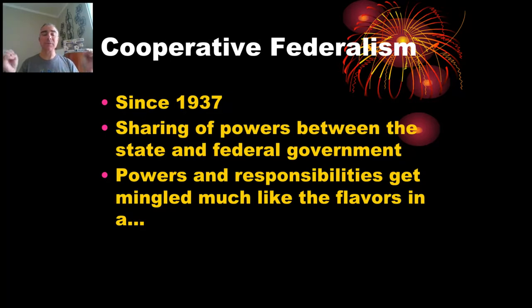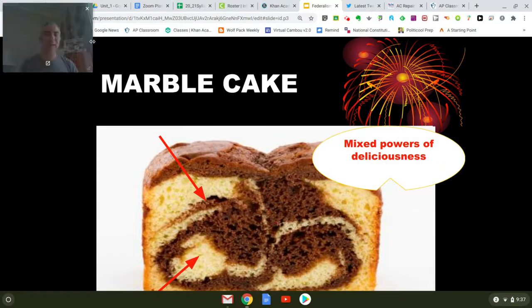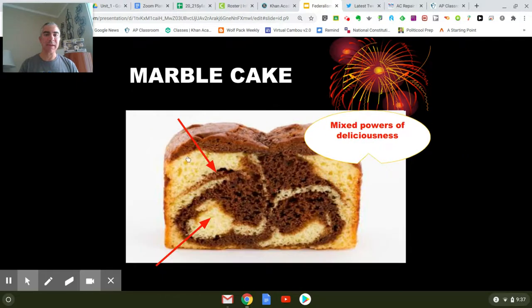Okay, cooperative federalism is what we've been doing since 1937. It's the sharing of powers between the state and the federal government. Powers are mingled together. And what I've found is that a lot of people actually don't know what a marble cake is. So this is marble cake federalism, where you've got everything mixed together. And I'm telling you, if you have not had a marble cake, then you owe it to yourself, for the purposes of learning this curriculum, to go out and get a marble cake this week. Okay, so that's what we're working on this week, a little bit about federalism.